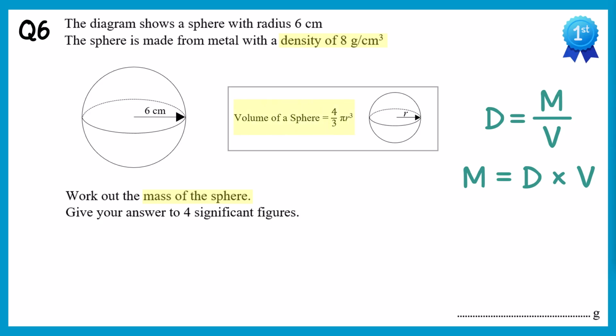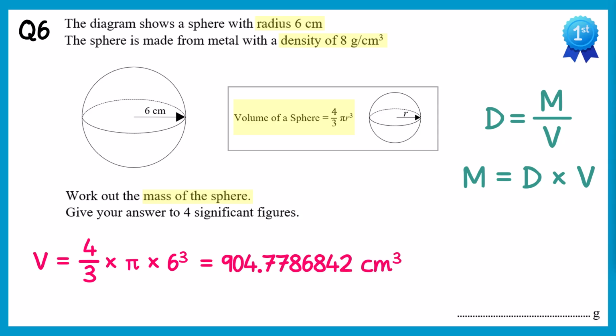For this formula, all we need is the radius, and we've been given the radius at 6 centimeters. So let's work out the volume of the sphere. So the volume will equal 4/3 multiplied by pi, then multiplied by the radius cubed, so 6 cubed. If you type this into your calculator, you'll get this number here.